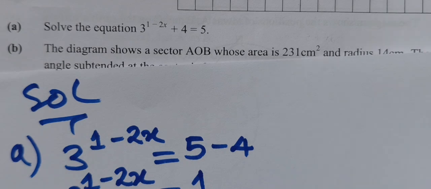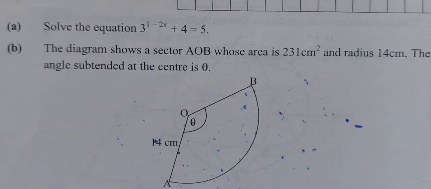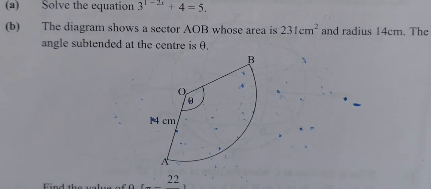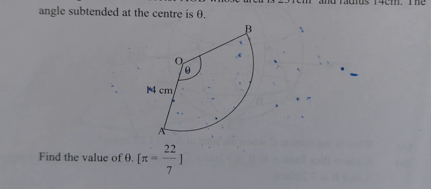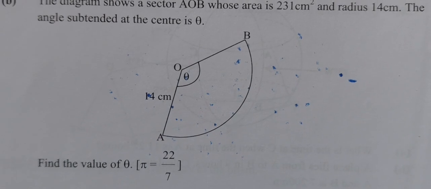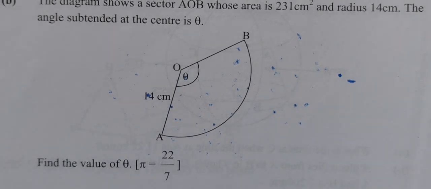Then for the second part, B, this here is on mensuration, and the question reads, the diagram shows a sector A or B whose area is 231 centimeters squared and radius 14 centimeters. The angle subtended at the center is theta. So that is what that diagram shows. And then the question is as follows: find the value of theta. Now, pi is 22 over 7.